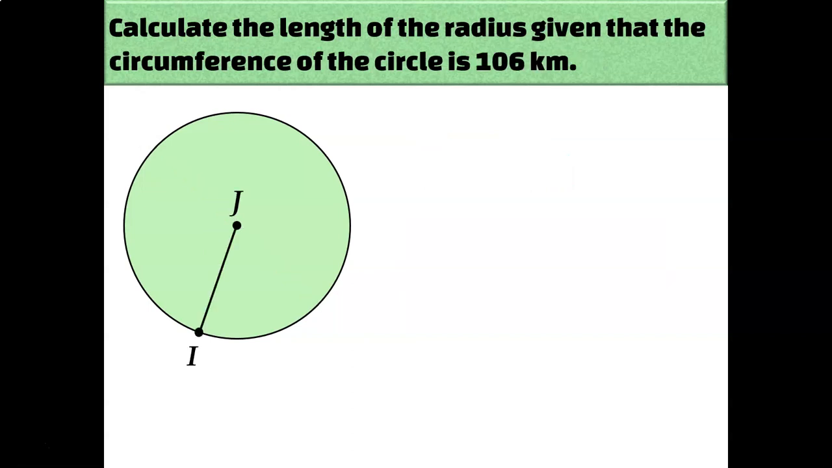Let's use the circumference to calculate the length of the radius. Since I'm calculating the radius, I need to use 2 pi r. So I'll plug in my circumference, which is 106, and divide by 2 pi.